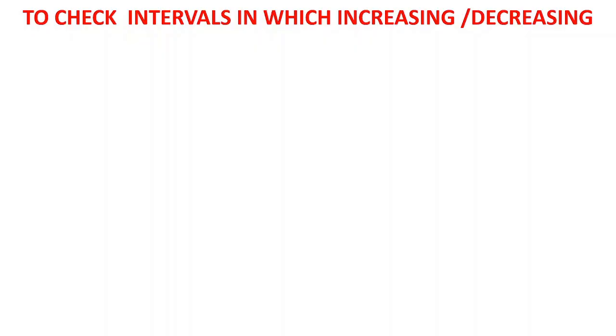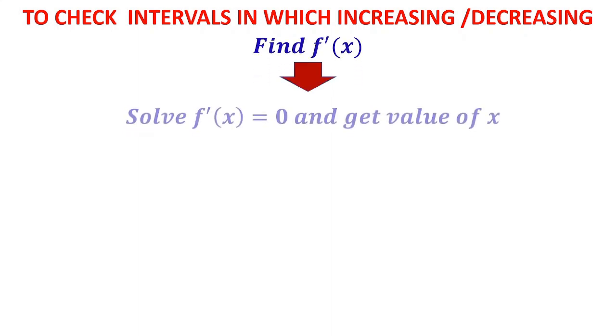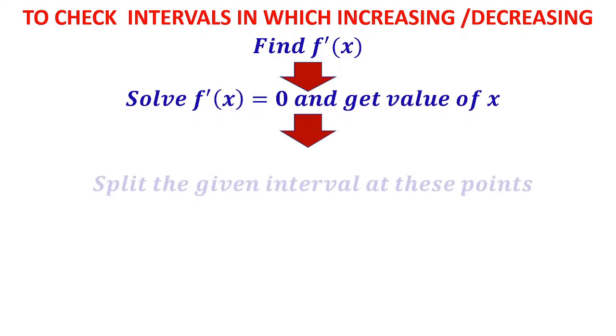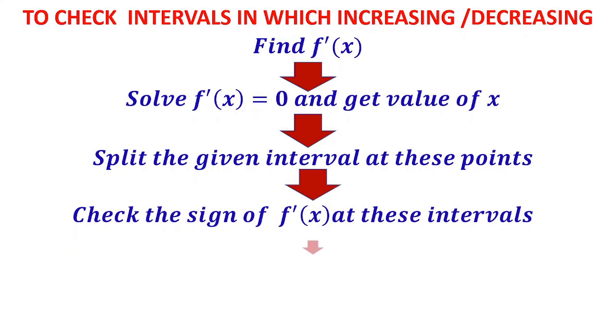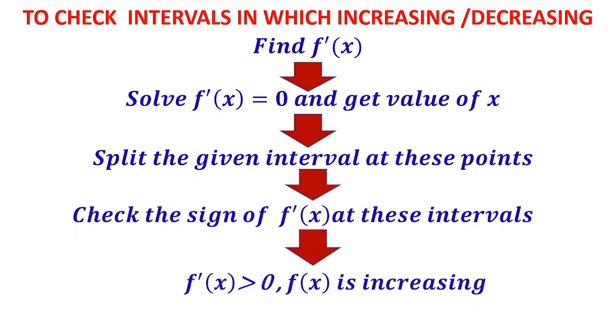Now to check intervals. Sometimes what will happen, in the previous problem you were given a single interval, simply decreasing, simply increasing. Now sometimes they will give you a total interval in which the function may be increasing up to a certain point, decreasing up to a certain point, and again increasing. These types of problems will come for section C and section D. You should be careful. Find f dash of x, equate it to 0 and split the given interval at these points and check f dash of x in each interval.